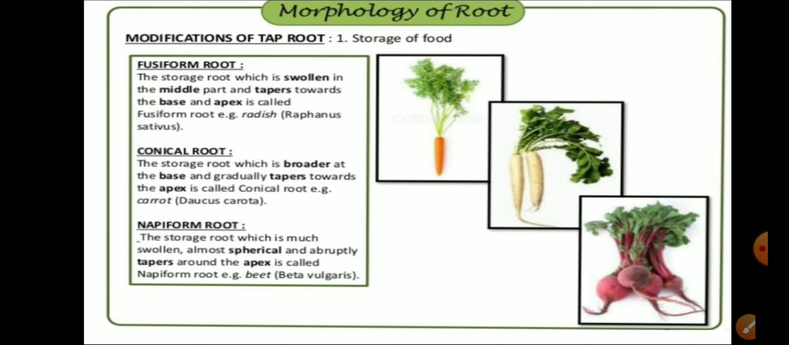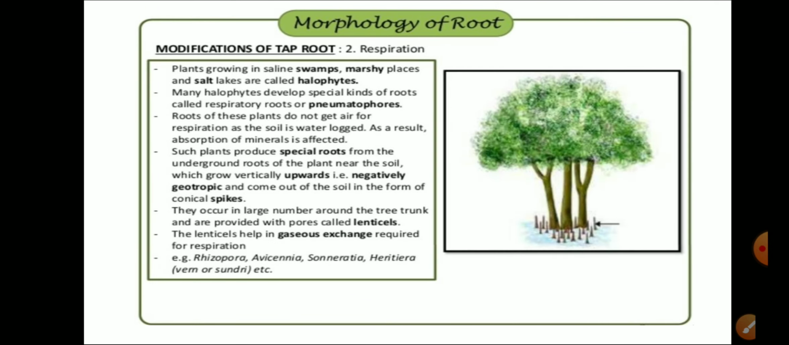Okay, the example of fusiform is radish, conical is carrot, and the example of napiform is beet. The storage root which is much swollen, almost spherical and abruptly tapers around the apex, that is napiform roots. We have certain modifications of taproot.